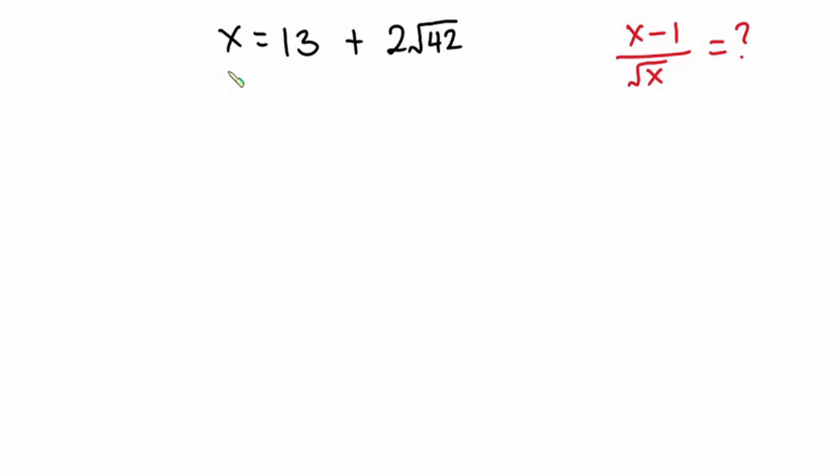Hello everyone, in this video we have this interesting problem. We have x is equal to 13 plus 2 square root of 42 and we have to find the value of x minus 1 over square root of x without using any calculator.